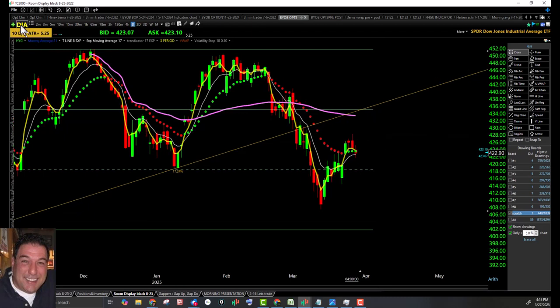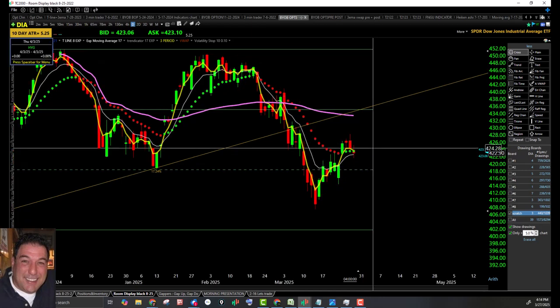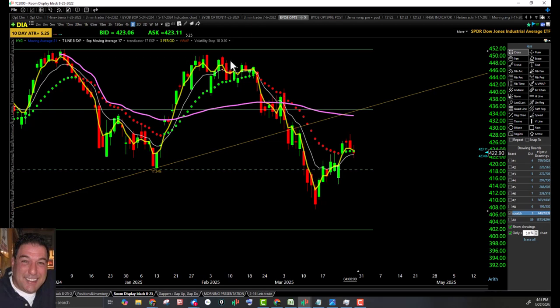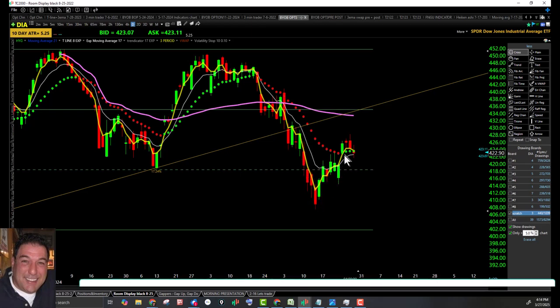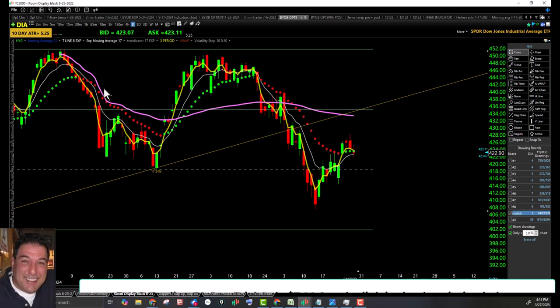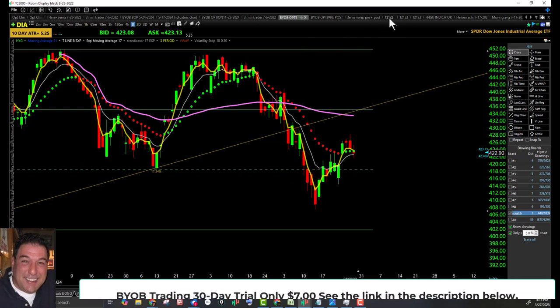Price action for Diamond Dow right here. So that's kind of neutral. You move up, you give it up, that's neutral. You move down, you give it up, that's neutral. So there's Diamond Dow. Let's take a look at technicals.